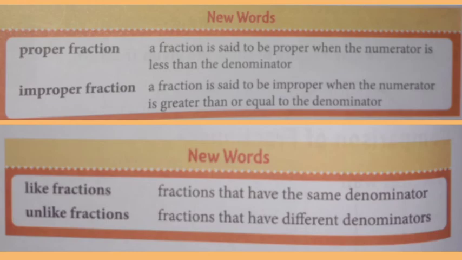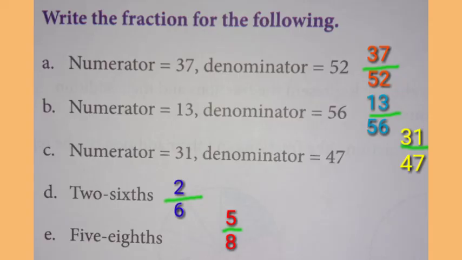Write the fraction for the following. Option A, numerator 37, denominator 52. Its answer is 37 by 52. Part B, numerator is 13, denominator is 56. Its answer is 13 by 56. Part C, numerator is 31, denominator is 47. Its answer is 31 by 47. Part D, 2/6, its answer is 2 by 6. Part E, 5/8, its answer is 5 by 8.